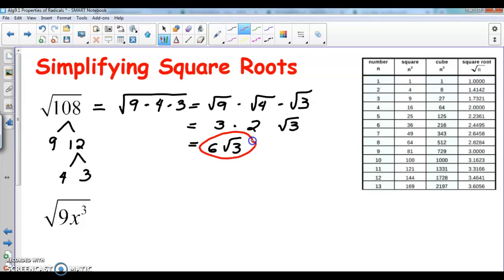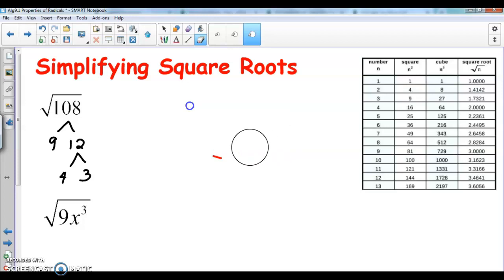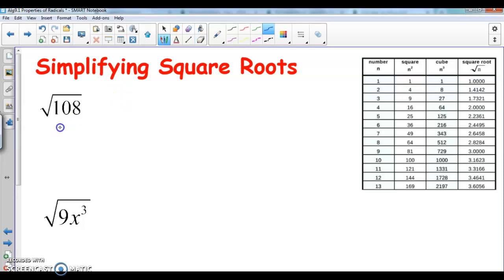So that means square root of 108 in simplest radical form, meaning not using decimals, is the same as 6 radical 3. Now, is there another way to do it? Well, let's try again. Let me erase this one and let's try solving the same problem using another set of factors. Okay, so let's try 108. I tried 9 earlier. Let me find another perfect square number.